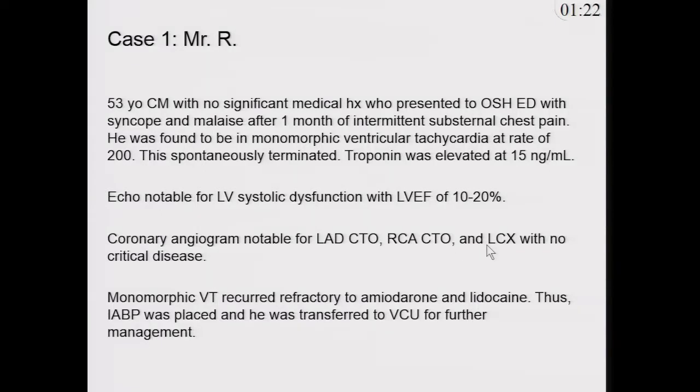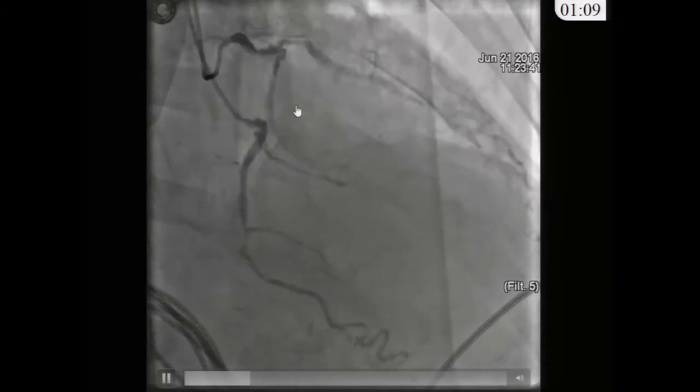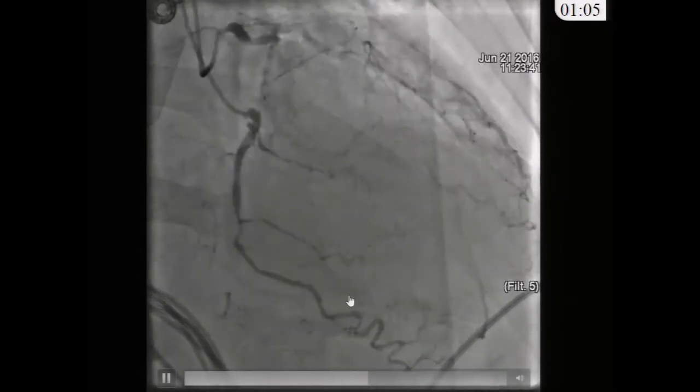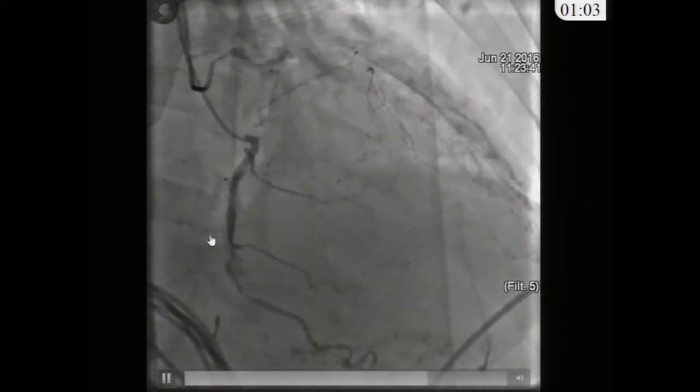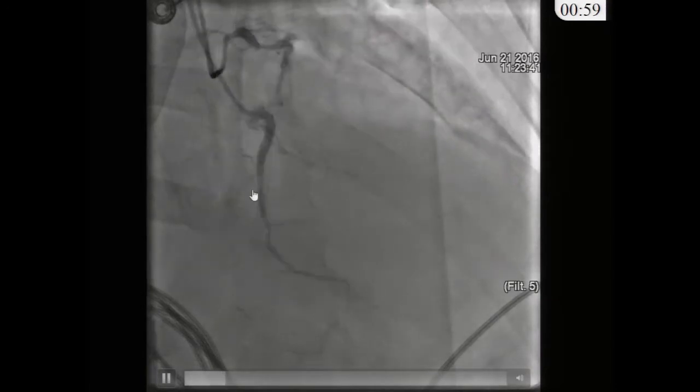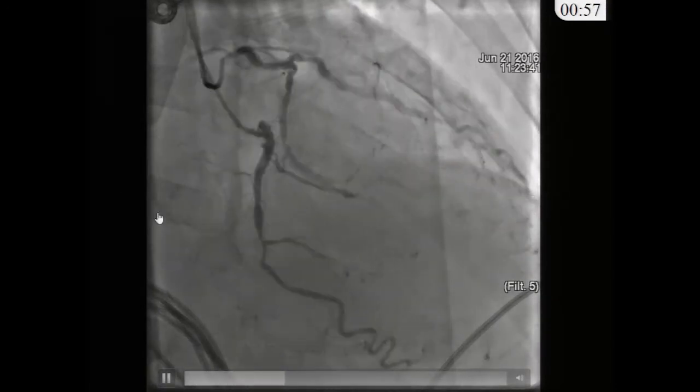The patient developed monomorphic ventricular tachycardia again. The surgeons were not inclined to surgical revascularization. They thought it was a very high-risk patient, and he was transferred to our institution. When he came to our institution, we could see that the CTO of the right is very challenging. It's a long CTO, the cap is not clear, and the occlusion portion is completely ambiguous. We have no idea where this is.